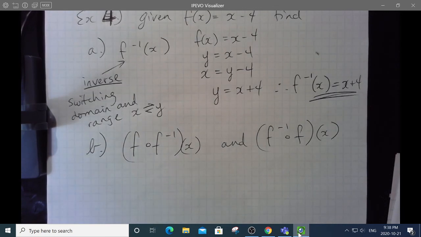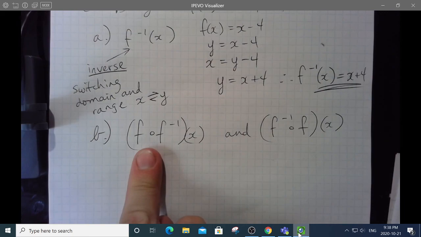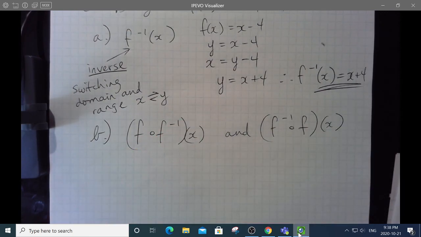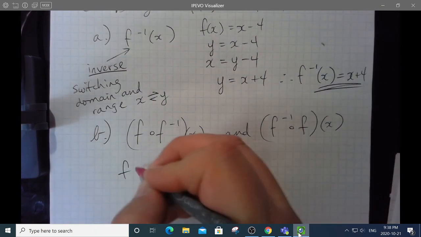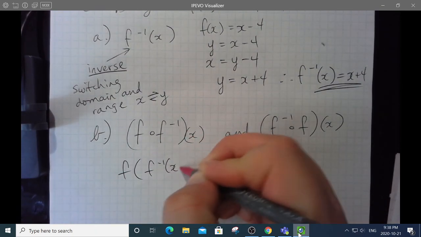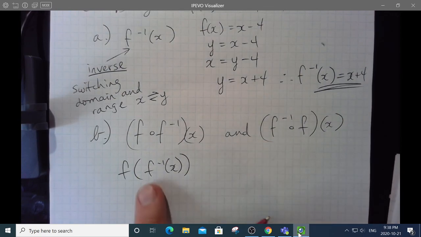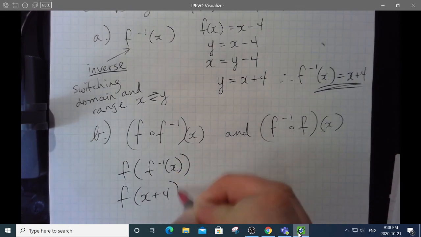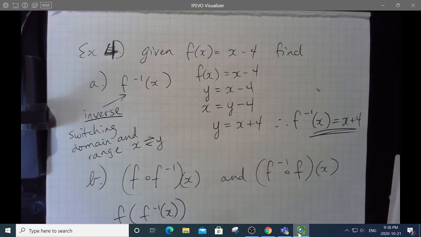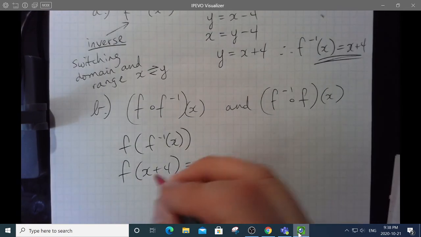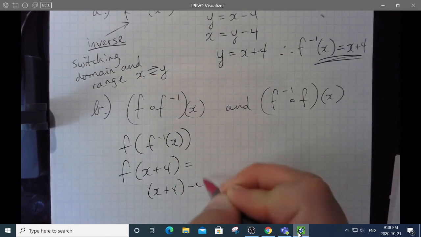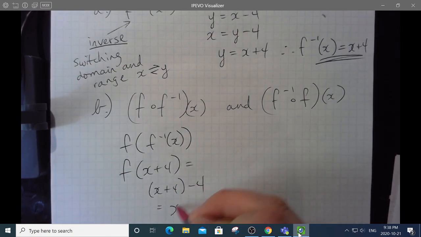Now that we've remembered what an inverse function is, check that out. What is f of f to the negative 1 of x? So I just figured out that f to the negative 1 of x is x plus 4, so I want f of x plus 4. I'm going to go back to my original function, which was x minus 4, and I'm going to plug in x plus 4 for the x. So that's going to be x plus 4 minus 4. Oh, interesting. That's x.